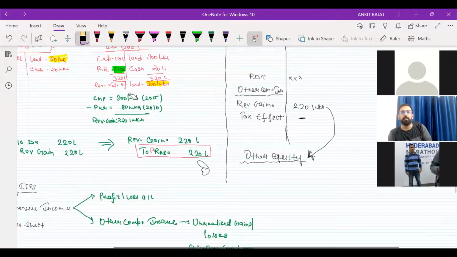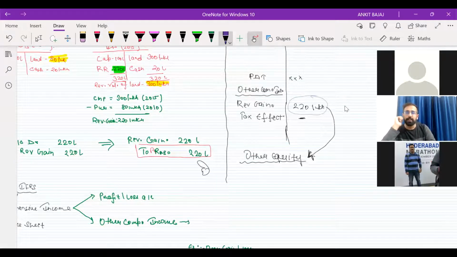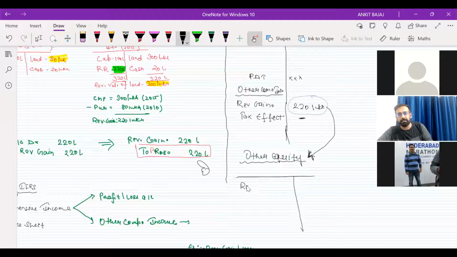And if we are including other comprehensive income, what we have to do is transfer this other comprehensive income balance to the balance sheet, right? So if we have to transfer this balance to the balance sheet, definitely we have to transfer this amount to some ledger first, and after that we can transfer this amount to the balance sheet, right? So here in other equity, we will be transferring this balance. There is a revaluation gain of rupees 220 lakh.